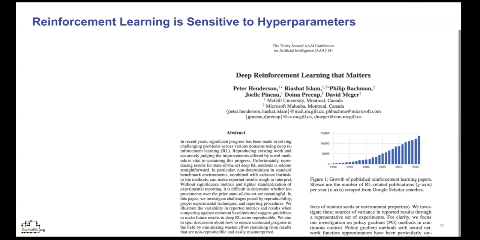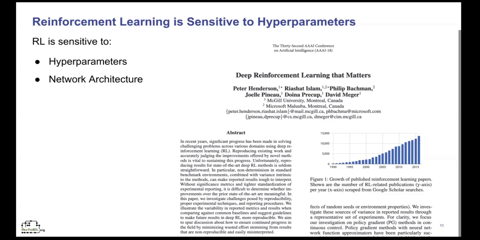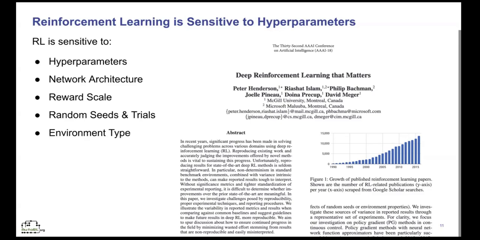And there's this paper from 2018, the Deep Reinforcement Learning That Matters paper by Henderson et al. That really was a wake-up call for the community, where they showed that RL is sensitive not only to hyperparameters, but also the network architecture, the reward scale, the random seeds and trials, the environment type, as well as code bases, right? So there are lots of elements that you could optimize to actually get your RL agent to work.